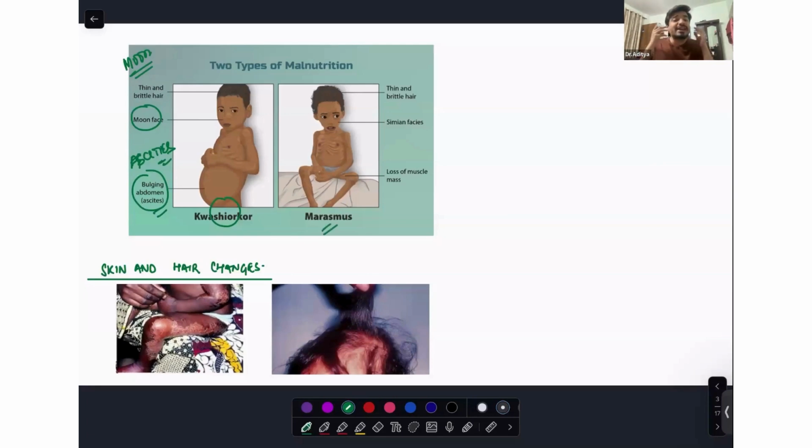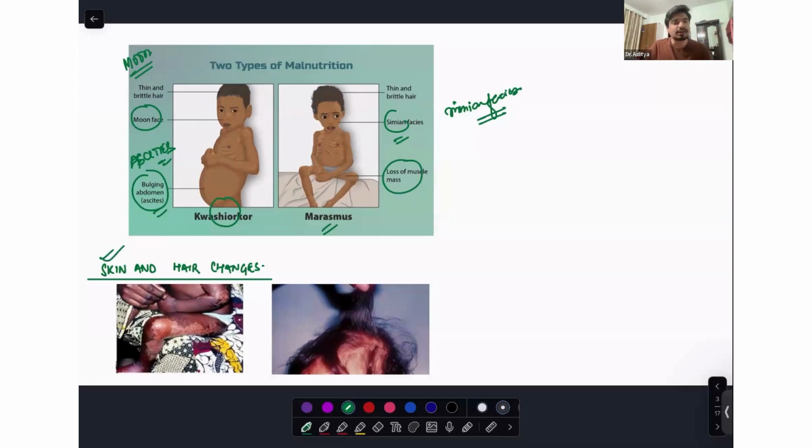In marasmus, because you have lost everything, lost all the muscle from here, lost all the buccal pad of fat, what will happen? The face will become like this. This is what is called monkey face, like a monkey. Also called simian face. And there will be loss of muscle mass. So this is the core difference between Kwashiorkor and marasmus.